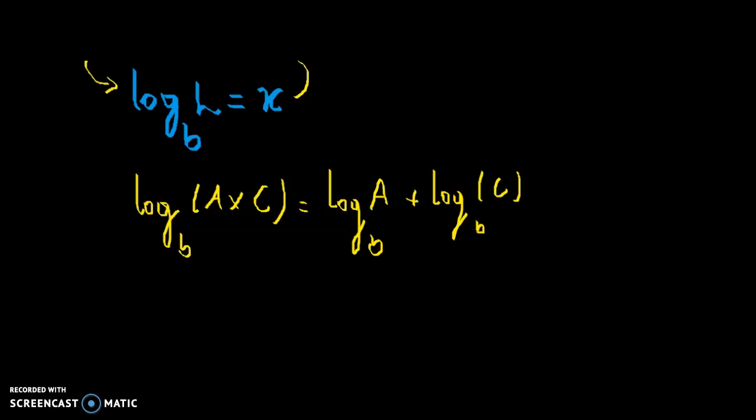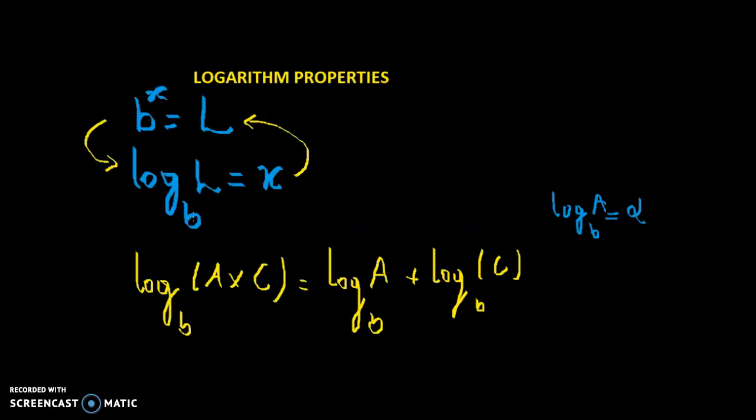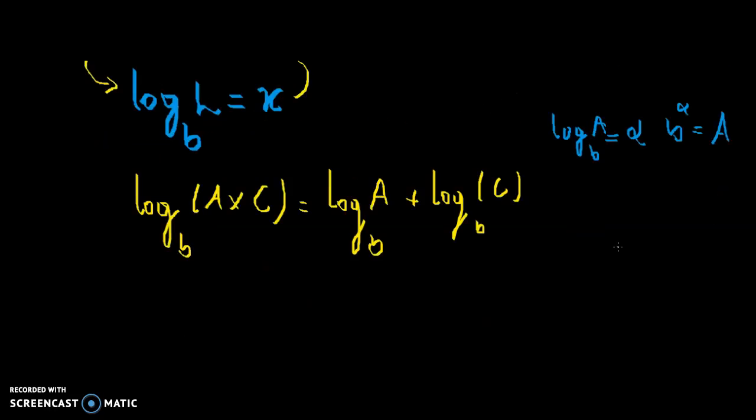But let's try to understand why that's the case. Let's call our logarithm of a on the base b alpha. So if I look back here, what I am asking is to which power I should raise my base b to find a. What I'm saying here is that this number is alpha. So b raised to the power of alpha will be equal to a. And let's do the same thing for the log of c on the base b. Let's call it gamma. So b raised to the power of gamma will be equal to c.